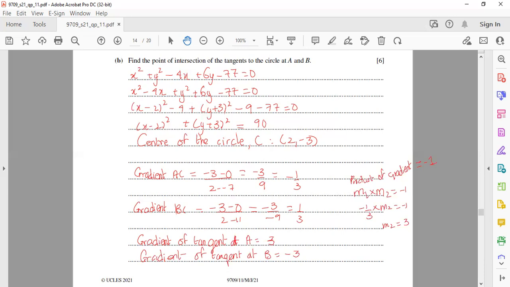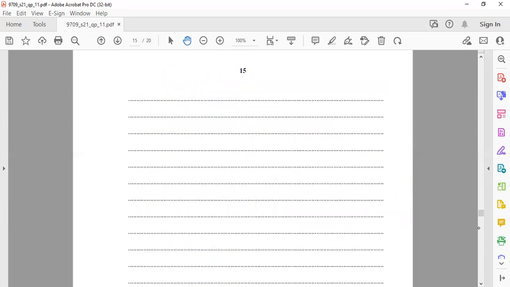Now I have the gradient of the tangent at A and the gradient of the tangent at B. I can find the equation of the tangent using the points A and B. So let's find the equation of the tangent at A. The point A is minus 1, so I have y minus y1 over x minus x1 equal to the gradient, which is 3 at A. So y is equal to 3 into x plus 7, so y is equal to 3x plus 21. This is the first equation, the equation of the tangent at A.